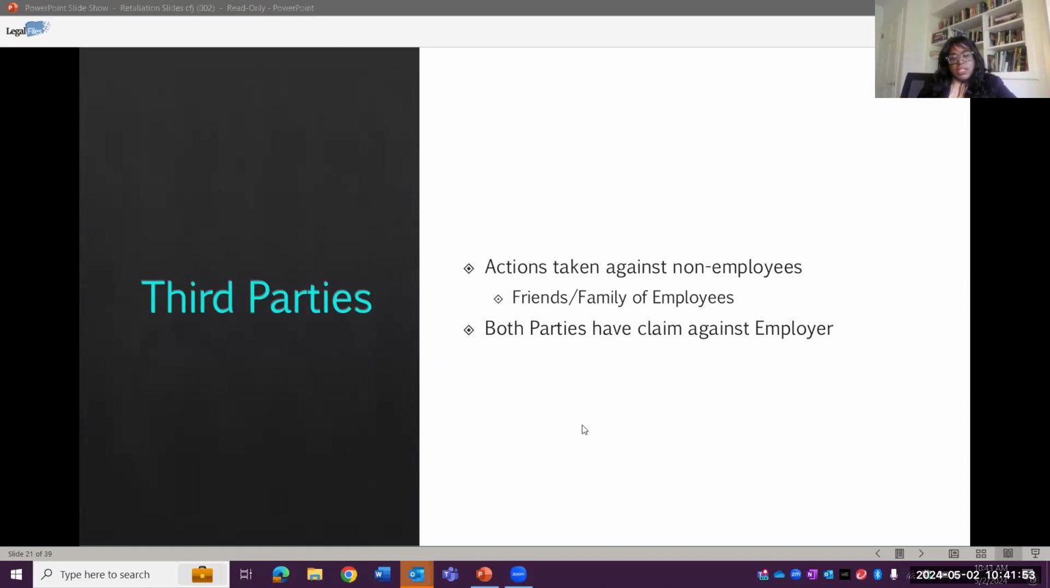Where there is actionable third-party retaliation, both the employee who engaged in the protected activity and the third party who is subjected to the materially adverse action may state a claim. The third party may bring a claim even if he or she does not engage in the protected activity, and even if he or she has never been employed by the defendant's employer.